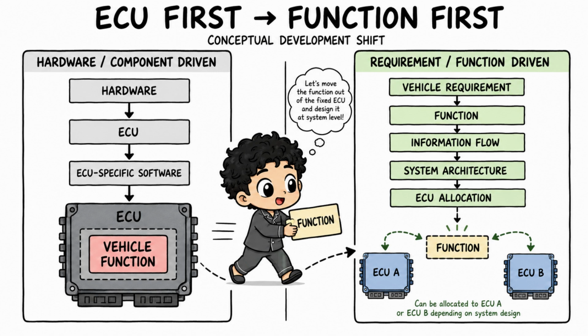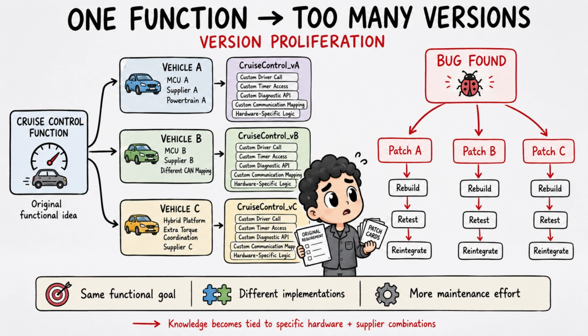This changes the engineering question. Instead of beginning only with what software should we build inside this ECU, engineers increasingly need to begin with what function must the vehicle provide, what information does that function require, and where should its responsibilities be allocated. AUTOSAR's own explanation of its origin describes this as a movement away from a mainly hardware and component-driven development process toward a more requirement and function-driven process. That shift matters because optimizing each controller separately is not enough when the behavior of the vehicle depends on several controllers working together. Now apply that problem across a complete product line.